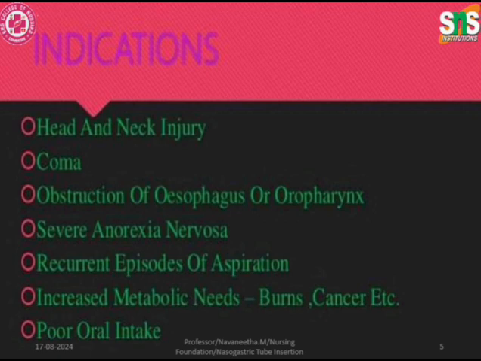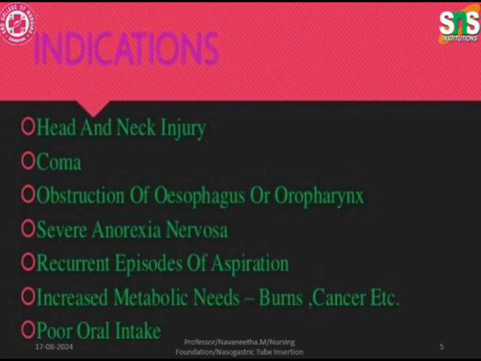The next one is increased metabolic needs, such as burns and cancers. When their need is more but the intake is less, we have to improve the intake, so we will go ahead with NG tube feeding. And cancer also. We have to give a lot of liquids for those undergoing radiation therapy and chemotherapy. We have to replace it.